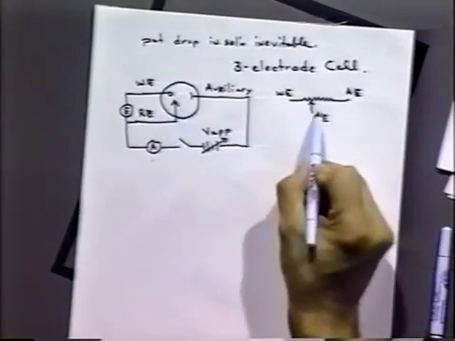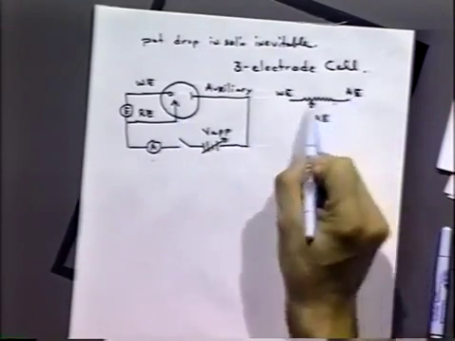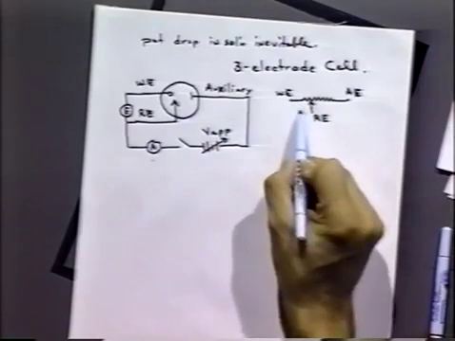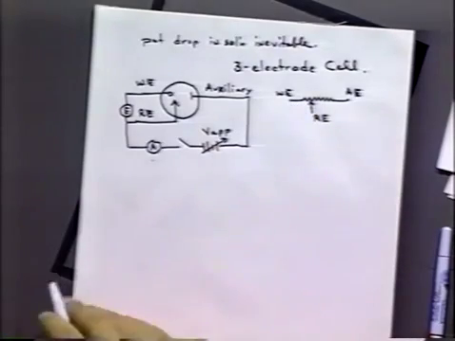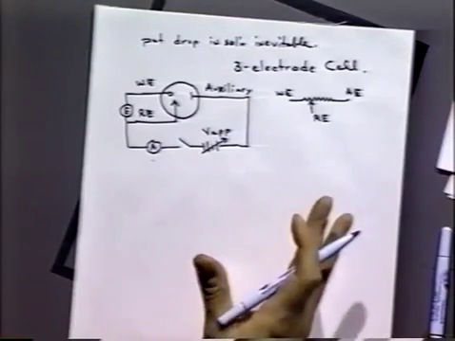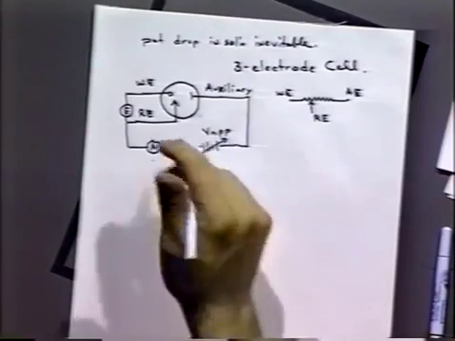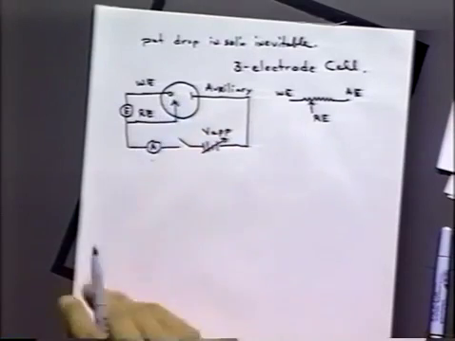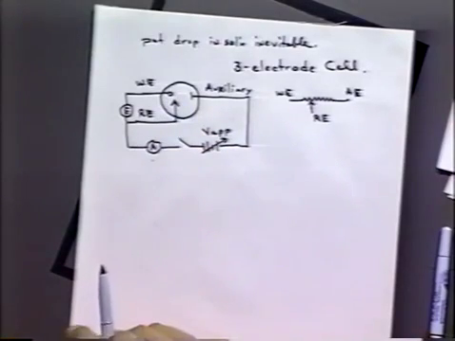So by adjusting this potential here and measuring the potential across the working electrode and reference electrode, we can not remove the effect of IR drop, but make it so that it's not important for the process at the working electrode.